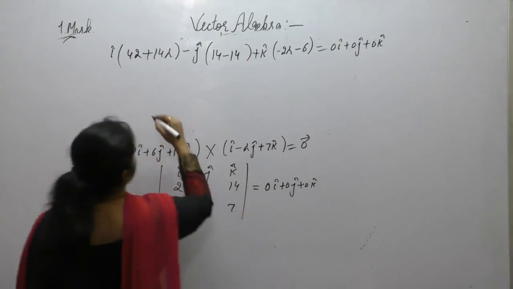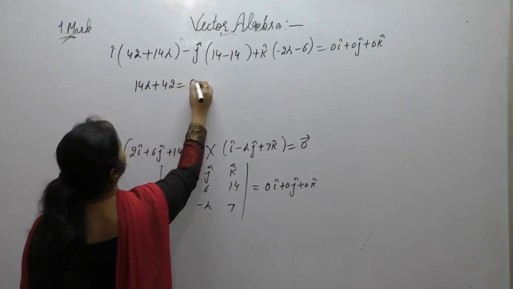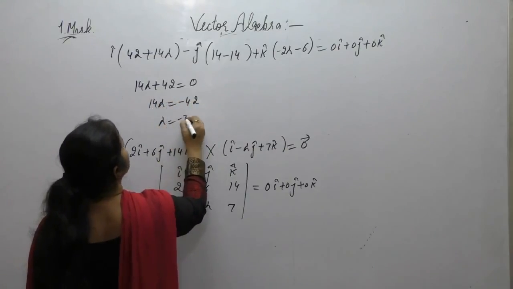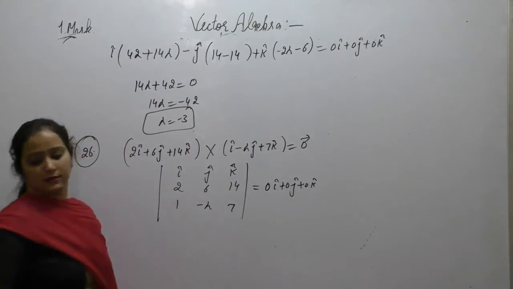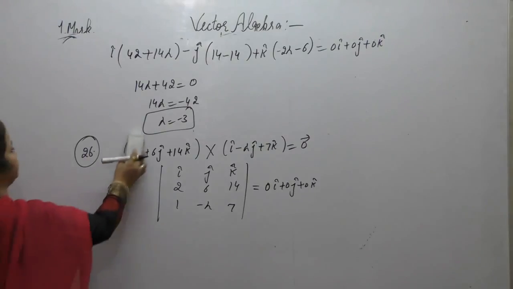Now equate the corresponding coefficients. 14 lambda plus 42 is 0, so 14 lambda equals minus 42, so lambda has value minus 3. Lambda has value minus 3. Now next one.